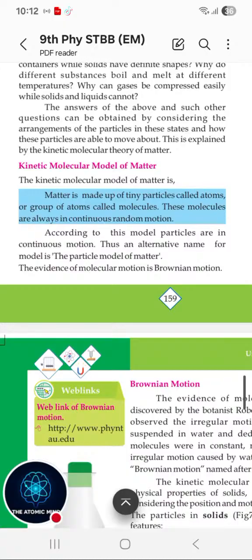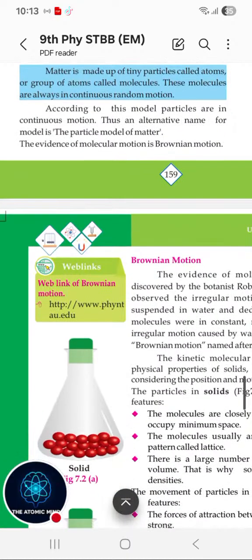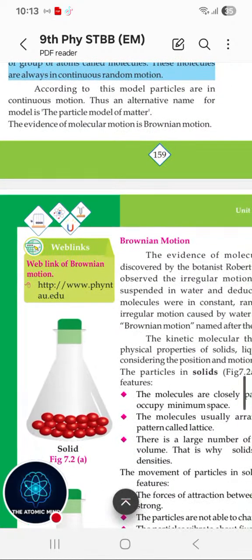This is explained by the kinetic molecular theory of matter. So let's discuss what the kinetic molecular theory of matter is. It states that matter is made up of tiny particles called atoms or groups of atoms called molecules. These molecules are always in continuous and random motion. They are always moving but in random directions, not in a fixed path or fixed direction. According to this model, particles are in continuous motion. Thus, an alternative name for this model is the particle model of matter.